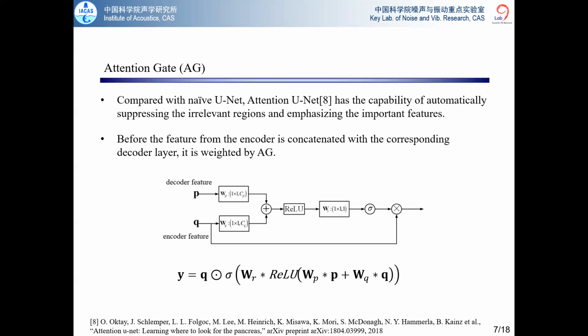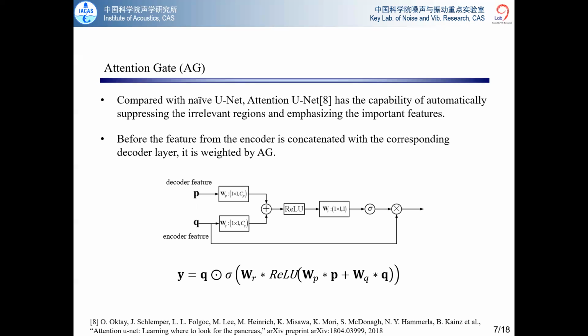In this paper, we use a module called attention gate, AG. It is used in a variant unit called attention UNet, AUNet. Compared with the naive UNet, AUNet can automatically suppress the irrelevant regions and emphasize the important features.